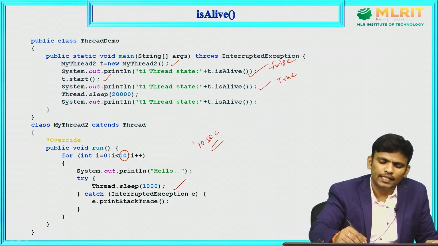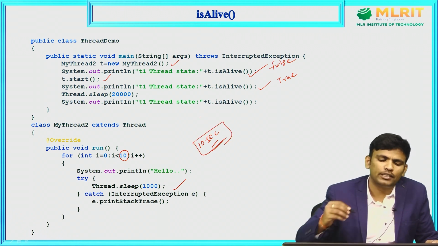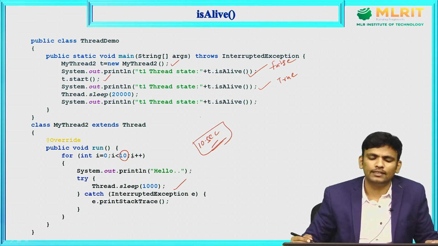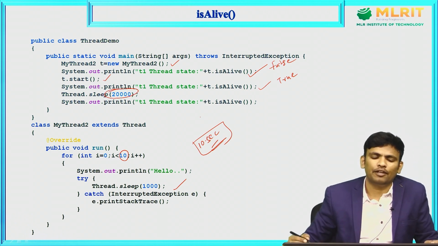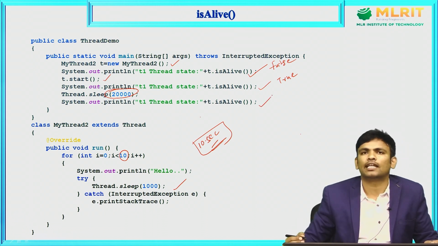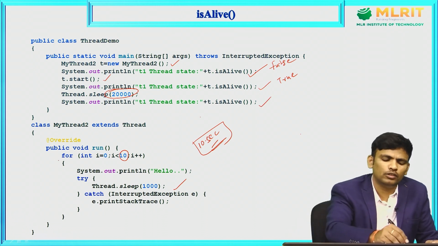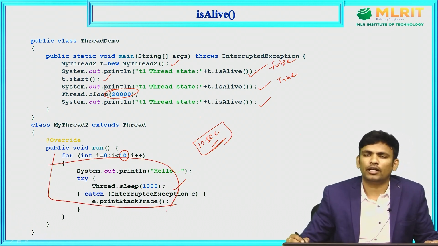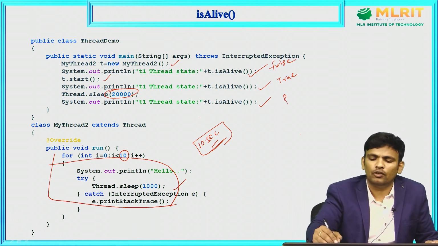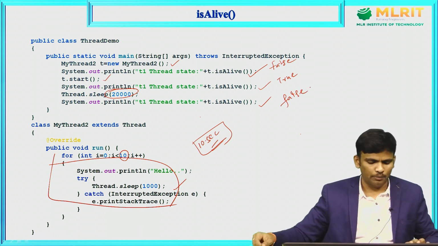Now, to execute this program it will take 10 seconds. Now I am waiting for 20 seconds, and again I am verifying whether the thread is alive or not. After 20 seconds, this thread's execution will be done, meaning this thread will enter the dead state. If the thread has entered the dead state, the isAlive method will return false. Okay, now here you will get the answer false.